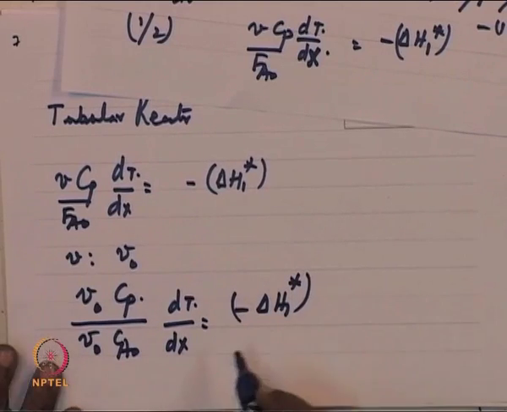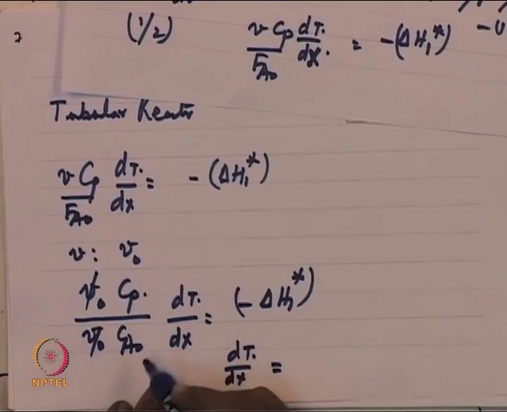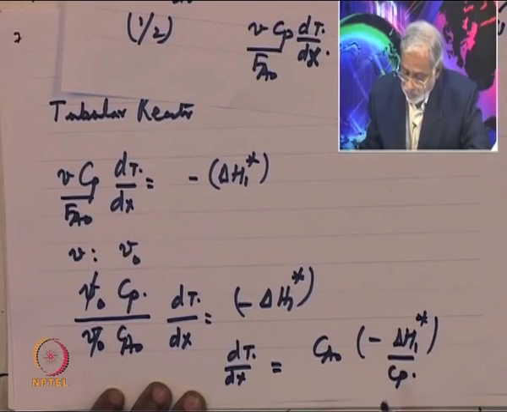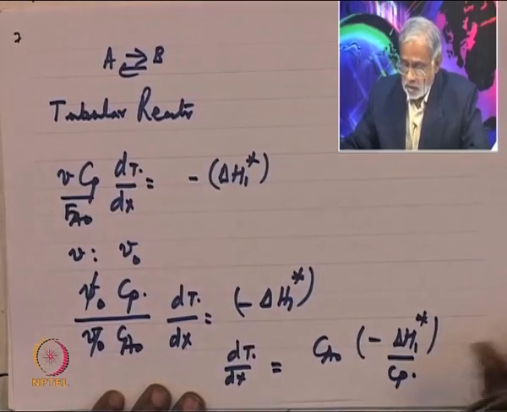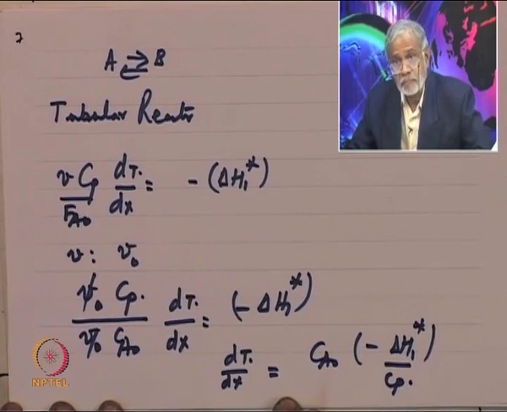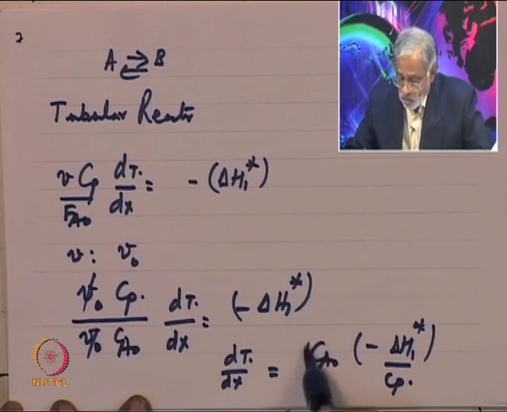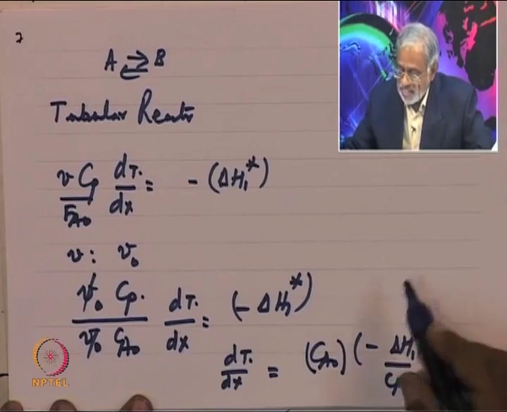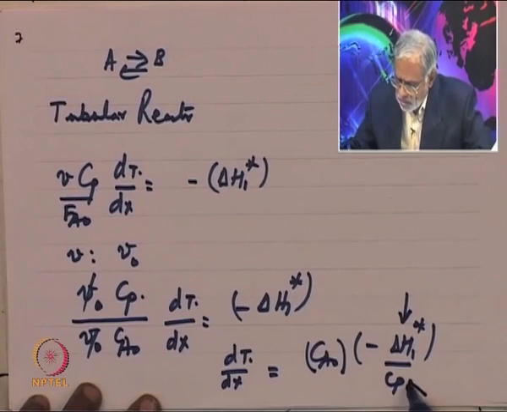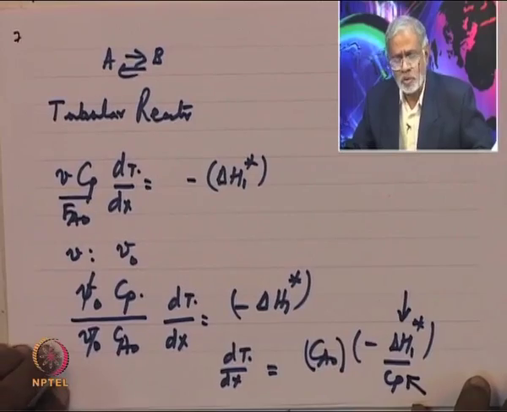Or dT/dx equals, V naught cancels off, so it becomes C A0 times minus of delta H1 star divided by C P. Now, the point of putting it in this form is that in a tubular reactor, variation of temperature with conversion depends on C A0, which is a constant. Delta H1 star by C P is typically not a very strong function of temperature or any other compositions. Similarly, C P, the volumetric specific heat, we have said is not a very strong function of what happens during the chemical reaction.